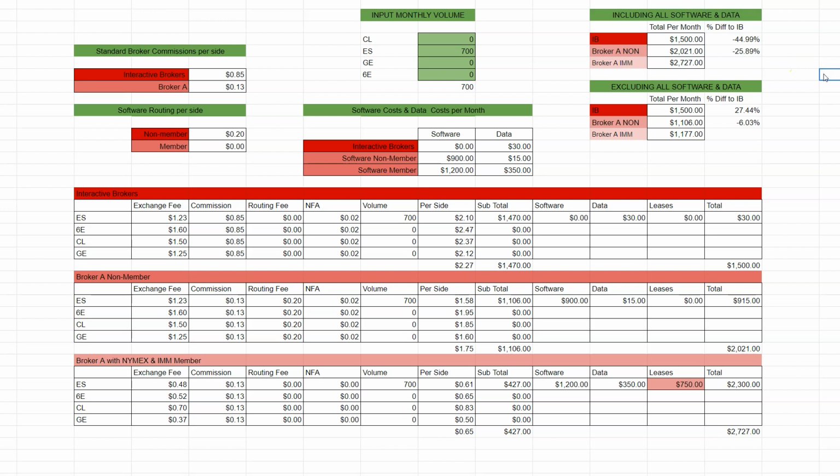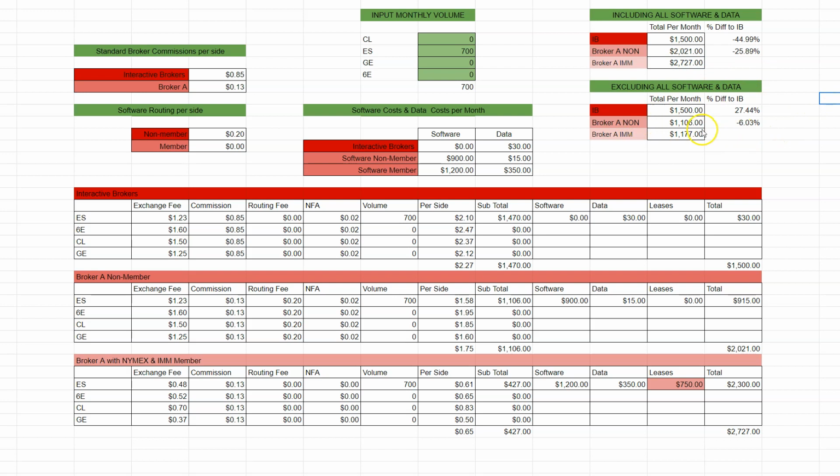You could not have software, but the reality is that these things are meant to help you reduce that overall burden, so I think it's just an easier thing to do. It obviously makes the numbers look a lot better if we don't put them in. But IB is $1,500 a month, a broker with no membership is $2,000, and a broker with the membership with the software is $2,700.